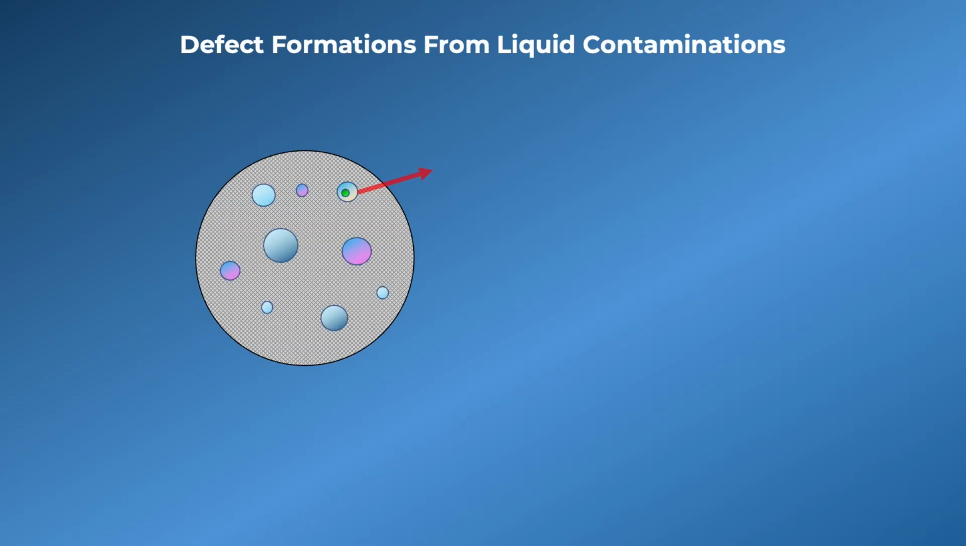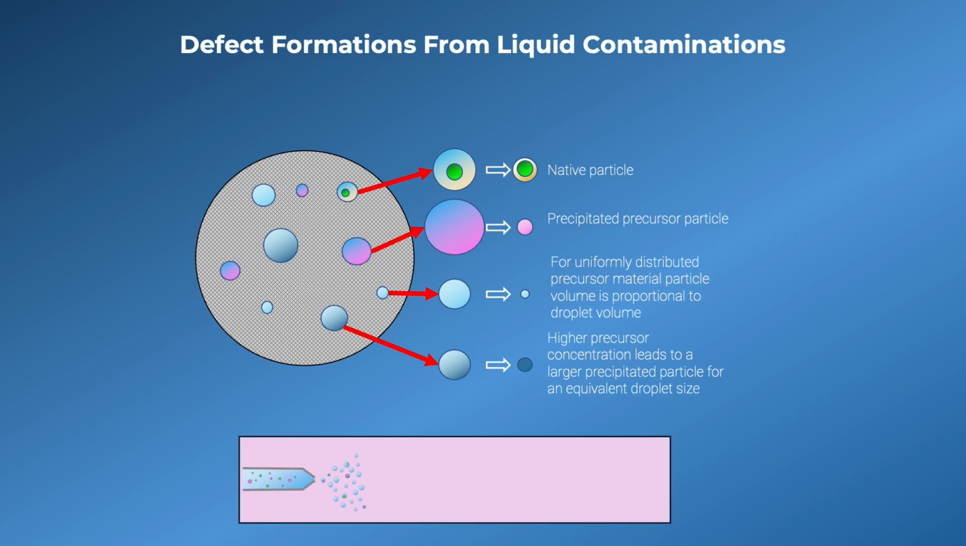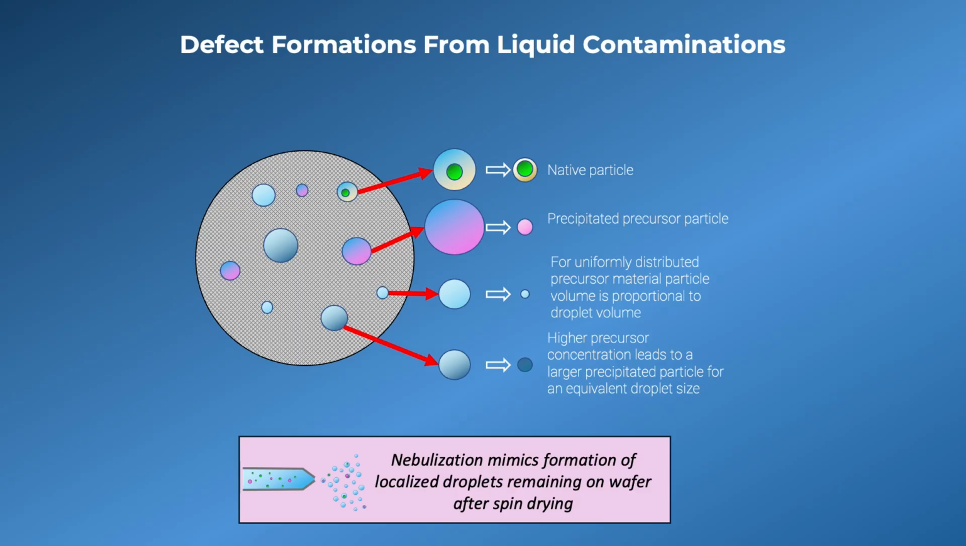When dissolved contaminants are distributed in a liquid, their particle volume is directly proportional to droplet size. So, when the concentration of precursors increases, the resulting precipitated particles grow larger, posing a higher risk to wafer surfaces. Nebulization recreates this exact phenomenon, mimicking the formation of droplets left on wafers after spin drying.